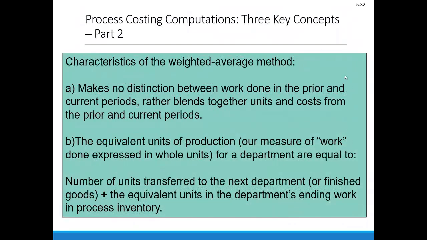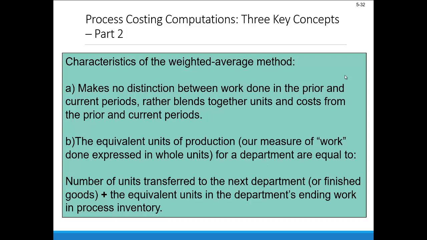So some characteristics of that method, first and foremost, it really does not make any distinction between work done in prior periods and work done in the current period. So it really is that blending together of everything that we've been working on in the past and through now.